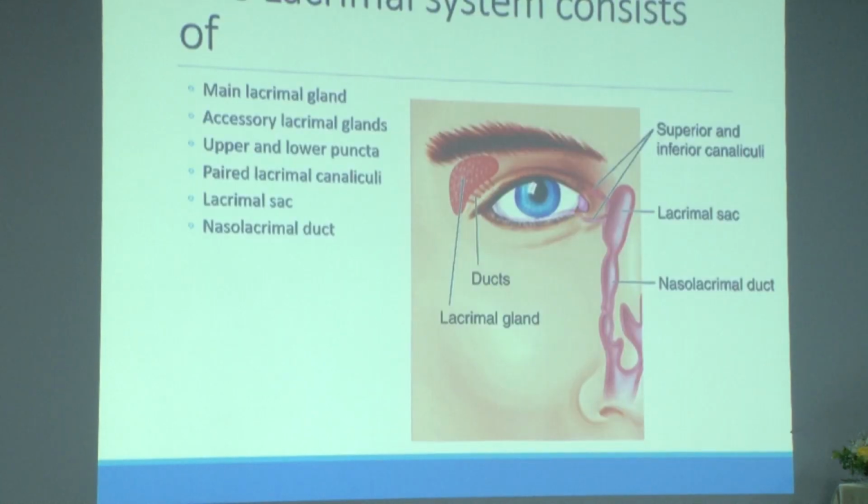So the lacrimal drainage system consists of the main lacrimal gland, accessory lacrimal glands, upper and lower puncta, paired lacrimal canaliculi, lacrimal sac, and nasolacrimal duct.